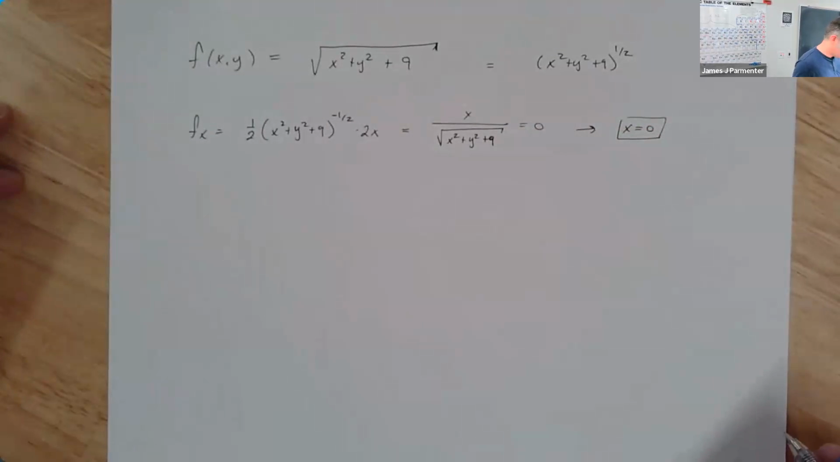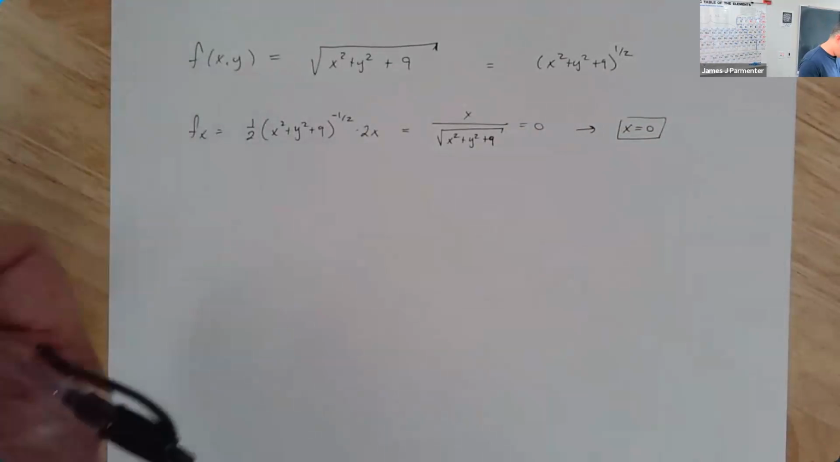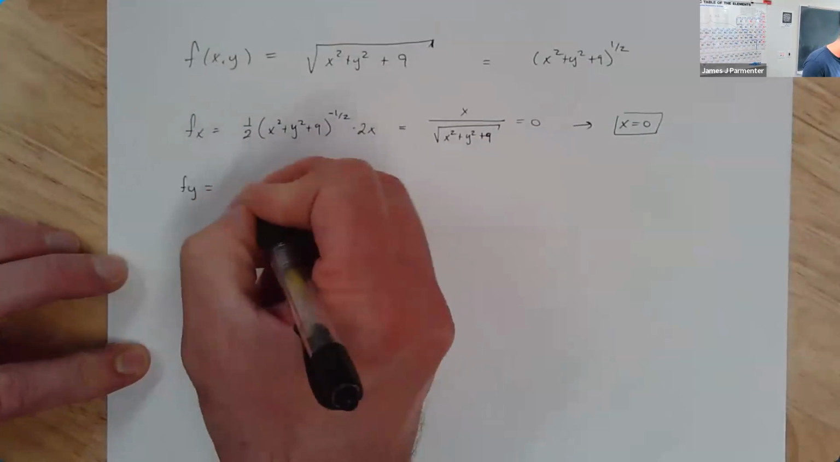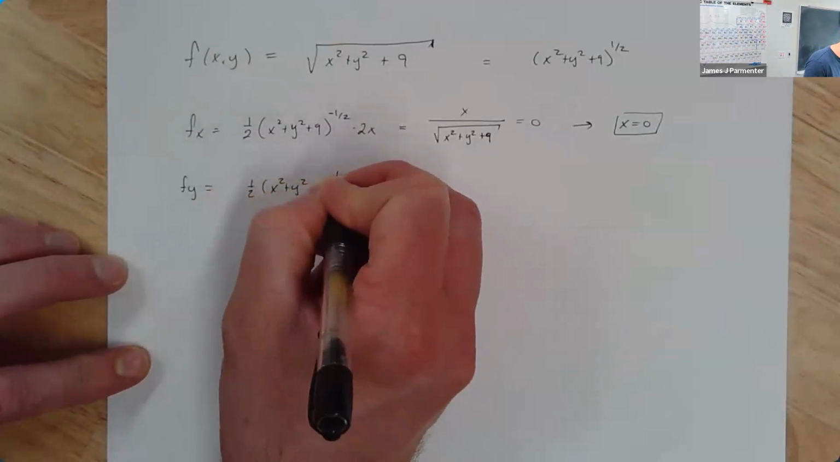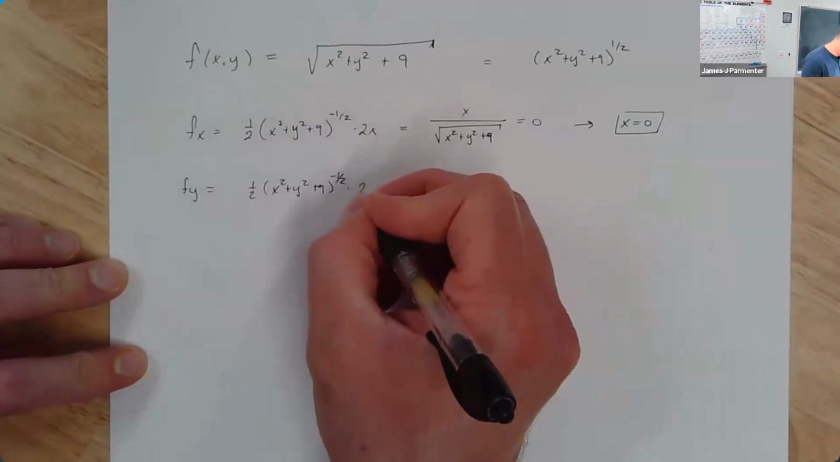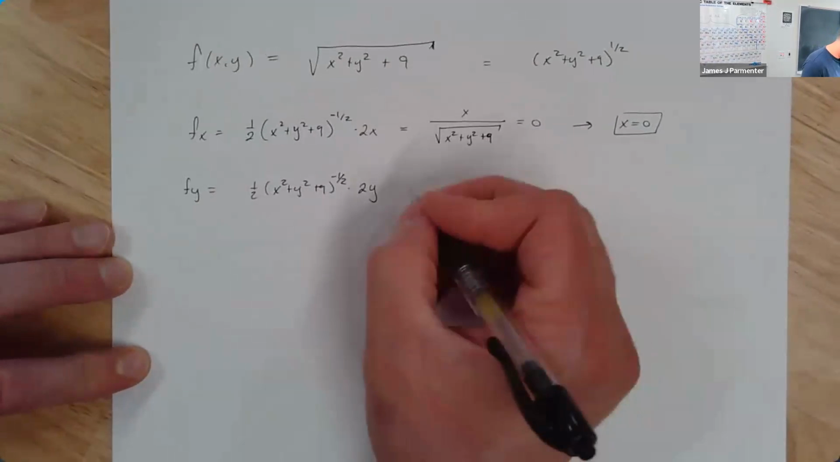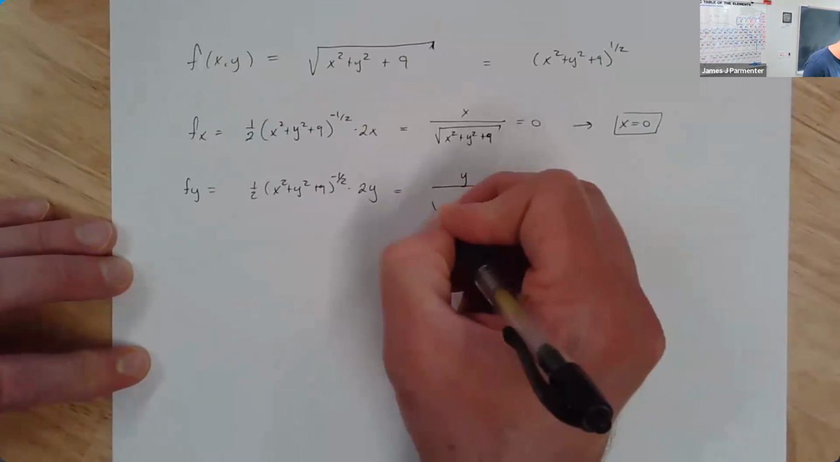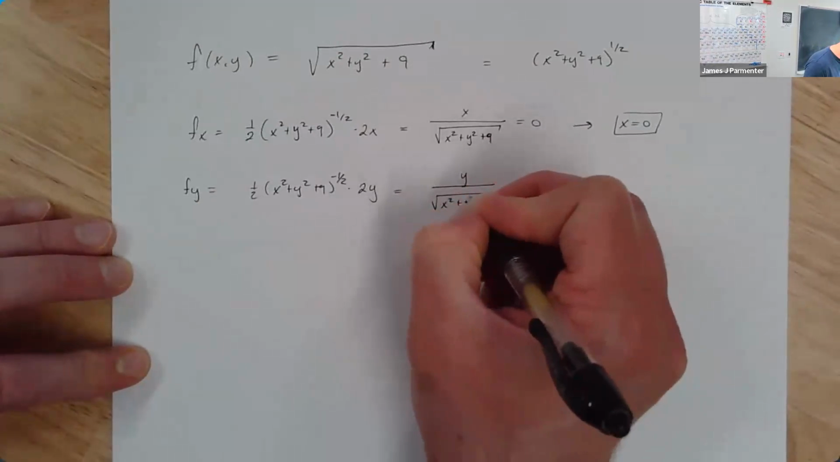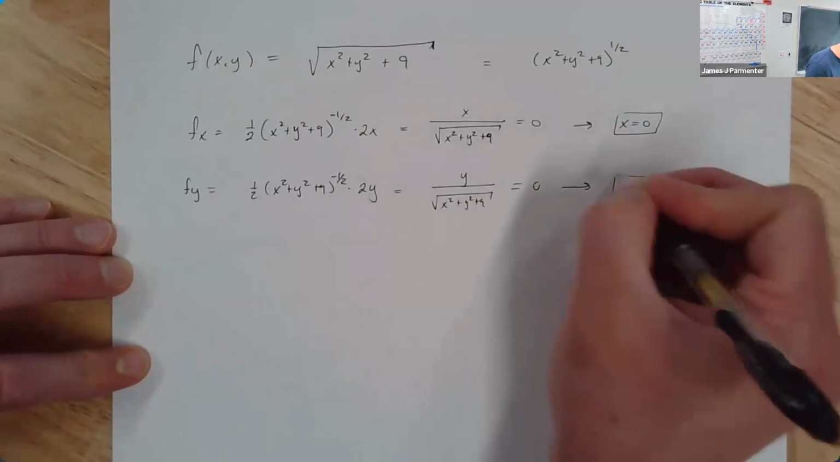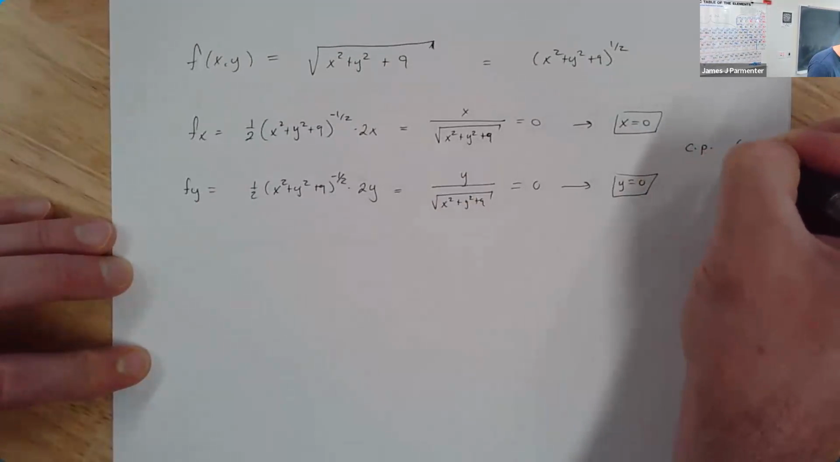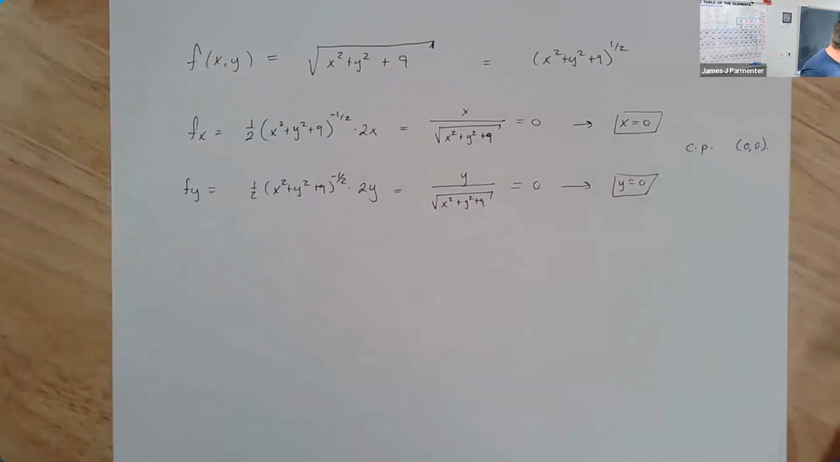By symmetry, we can also see that the derivative with respect to y is virtually the same. The only difference is for f_y, we get 1/2 times your stuff to the negative 1/2 times the derivative of the inside, which is now 2y. So we're still getting the same deal. It's going to be y over the square root of x squared plus y squared plus 9. Setting that equal to 0, you get y equal to 0. So our critical point is just (0, 0). How exciting. So now we want to test it.